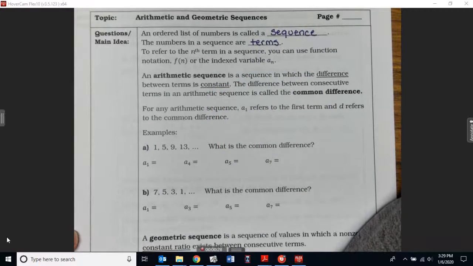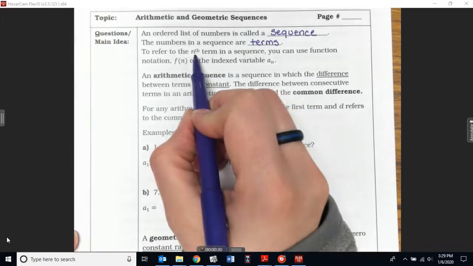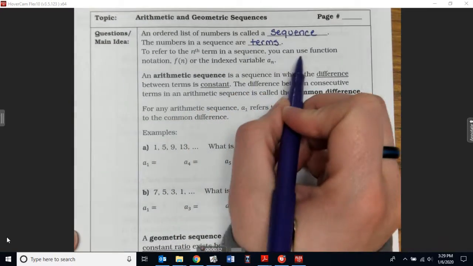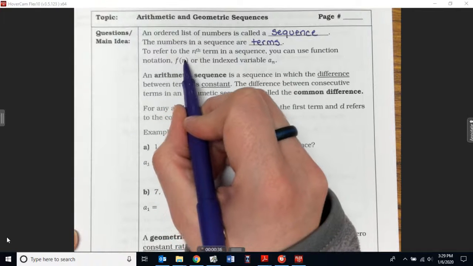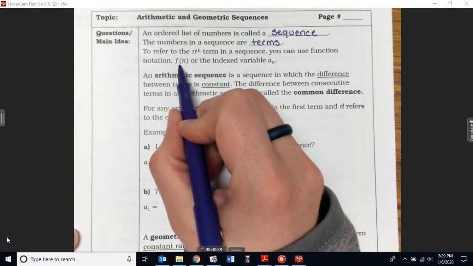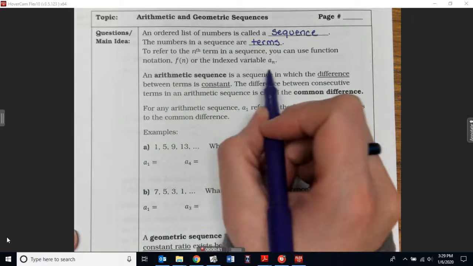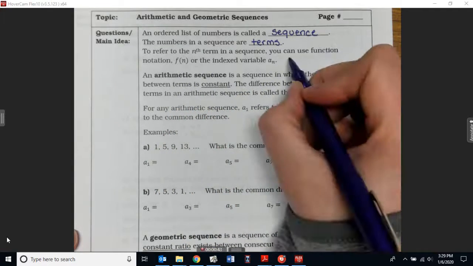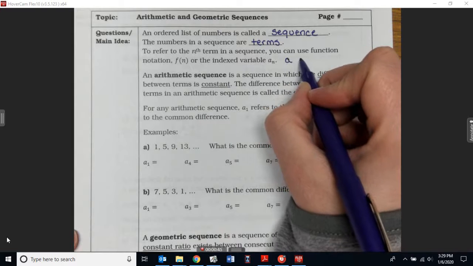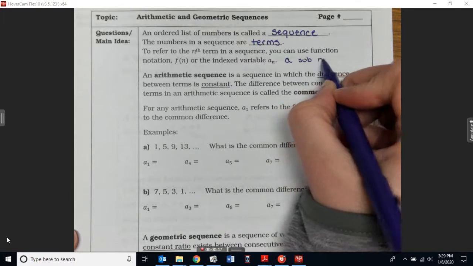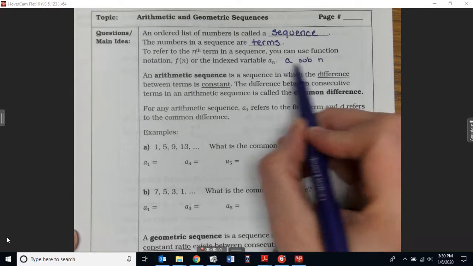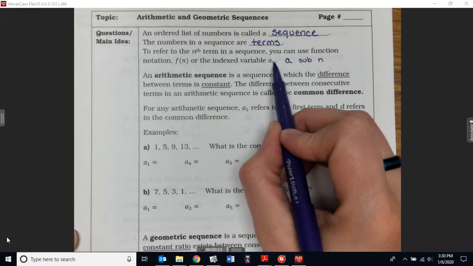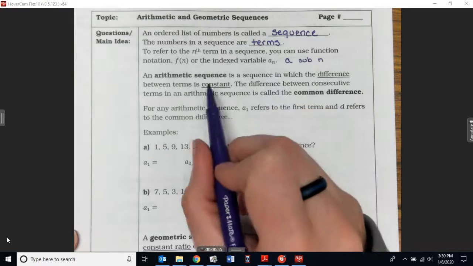To refer to the nth term, meaning any term in the sequence, you can use function notation, which we know is f of x, but since we're using the letter n, we say f of n, or the index variable a sub n. So a sub 1, a sub 2, that's how you read that. And this is how it's been tested on the STAR test.